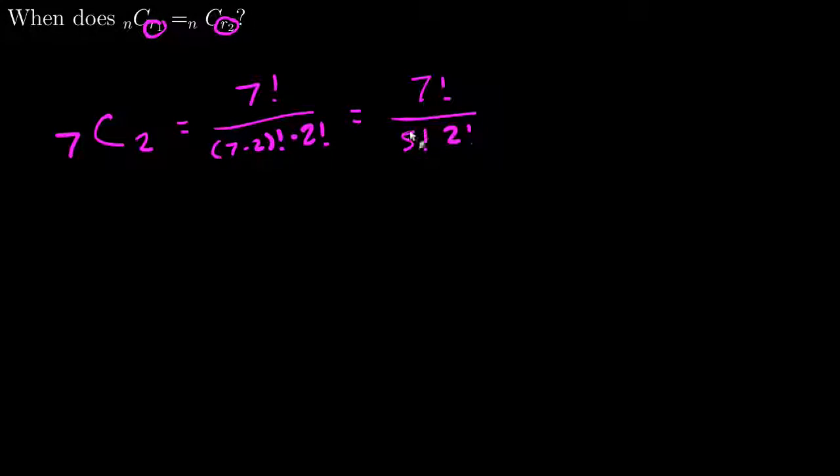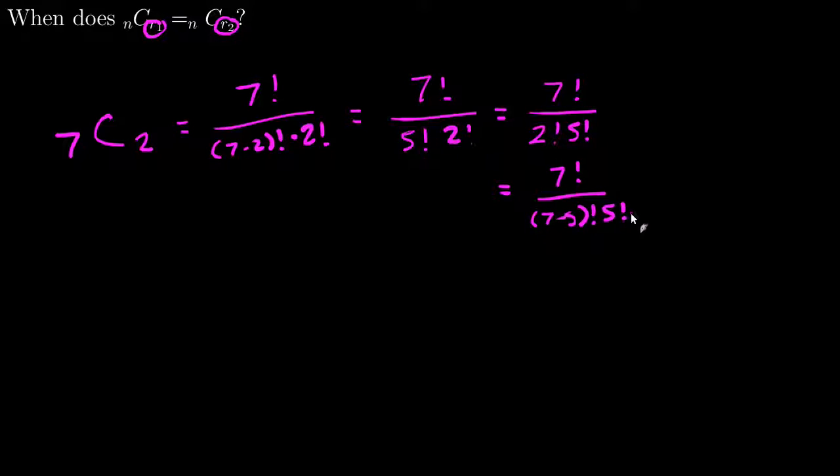7 factorial over 5 factorial 2 factorial is the same thing as 7 factorial over 2 factorial 5 factorial, multiplication being commutative. And so, isn't this the same thing as 7 factorial over 7 minus 5 factorial 5 factorial, which is 7C5? So what's going on here? How did we get the same thing for 7C2 and 7C5? Why are these the same, and what's happening? And the reason is this.